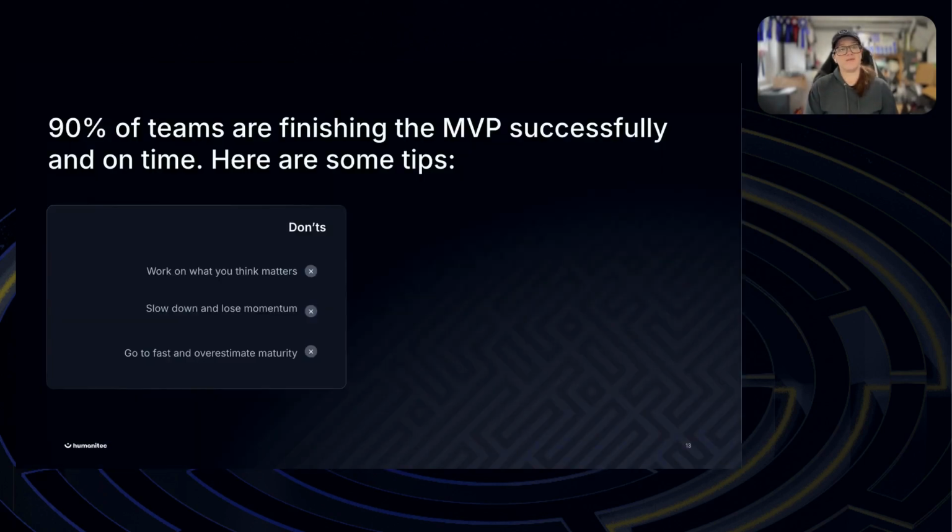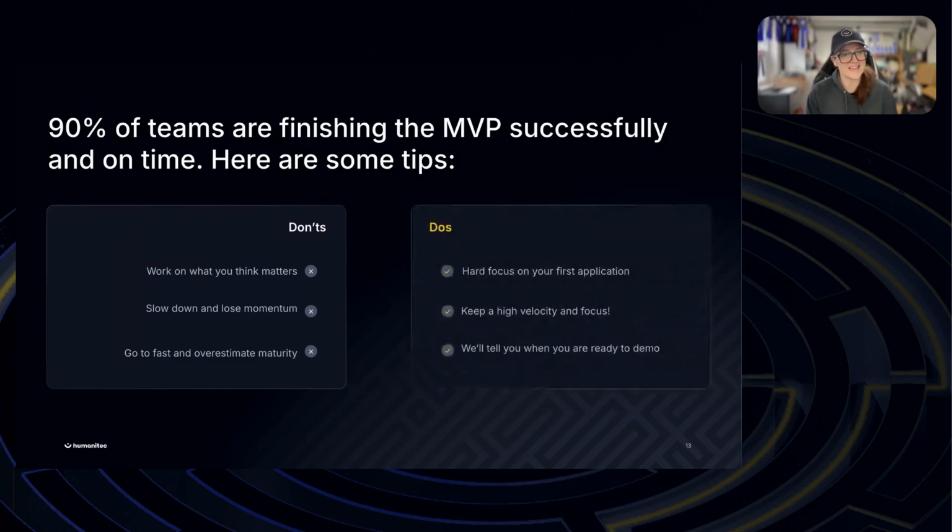There are some advice pieces we have for you in terms of finishing your MVP successfully and on time. And 90% of teams do when they follow these do's and don'ts. So there's 3 things I don't want you to do. And the first is don't work on what you think matters. The second thing is don't slow down and don't lose momentum. And the third thing I don't want you to do is go too fast and overestimate your maturity along this journey.